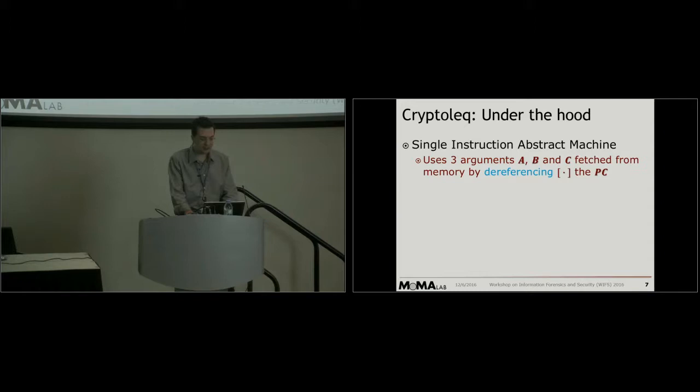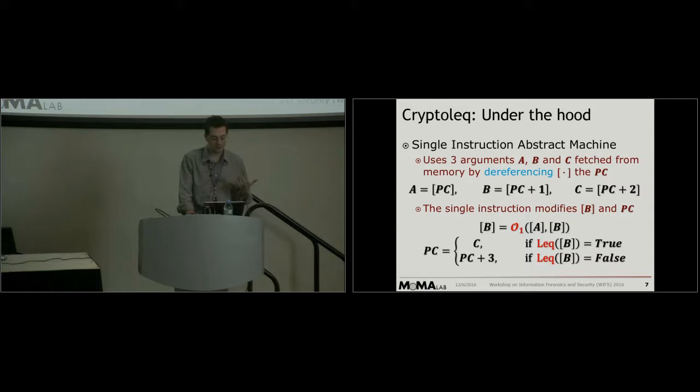Now, very quickly, just a few additional details just to motivate you to come and join me outside. CryptoLeg is using a single instruction abstract machine that uses three arguments, A, B, and C. These are essentially dereferences of a program counter. And all you do essentially is you update the second dereference, which is B, by loading two corresponding dereferences, applying an update function, storing the result back, and then updating the program counter.